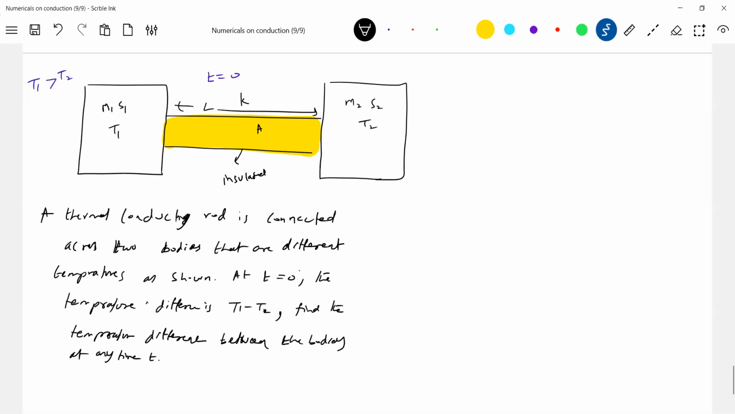T1 is greater than T2. So this is a cold body, and this you can say is a warm body. I'll connect a rod, so the heat will flow from here. What happens to the temperature of this? It decreases. Temperature of this will increase. Instead of these bodies, you can take a gas also. Here a diatomic gas, there a monatomic gas, at higher temperature T1 and lower temperature T2. Then the gases will exchange heat through a rod. I want the temperature difference between the gases at any time t.